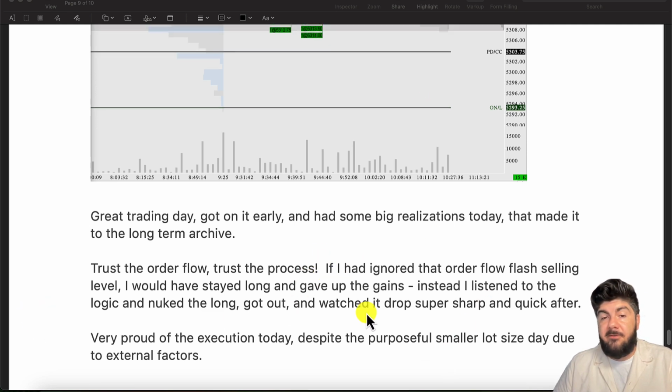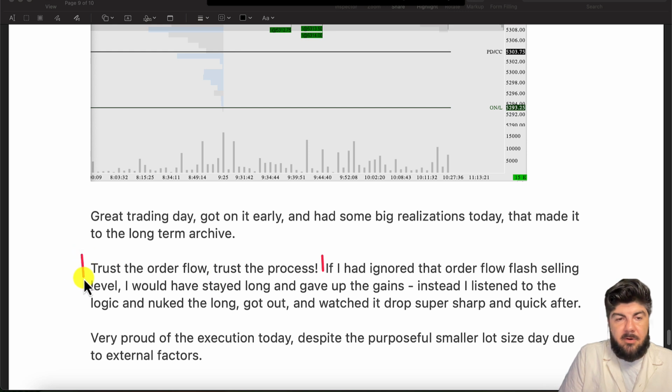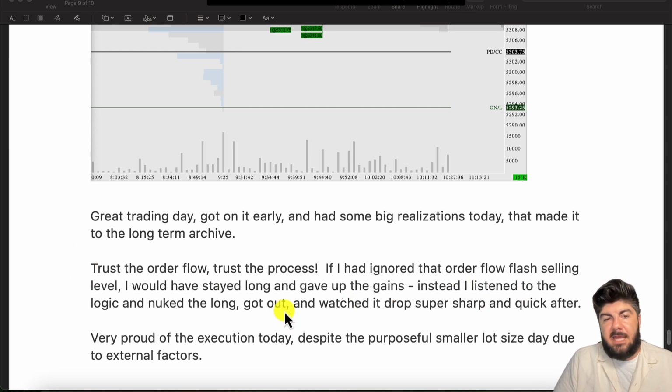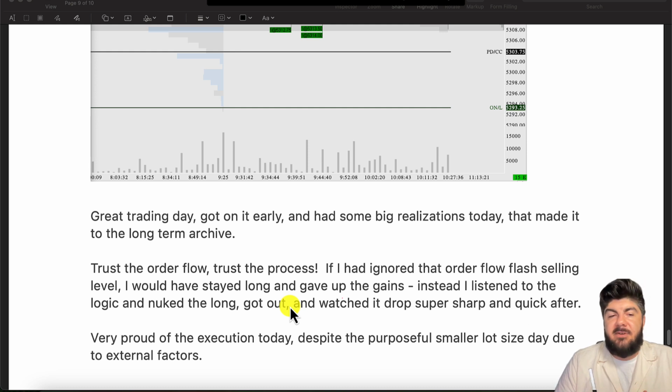I said trust the order flow, trust the process. This makes it in my journals quite often. This one line here: trust the order flow, trust the process. If I had ignored the order flow selling level, I would have stayed long and gave up the gains. Instead, I listened to the logic and nuked the long. I got rid of it. Watched it drop super sharp and quick after. Now that's a nice validation feeling.